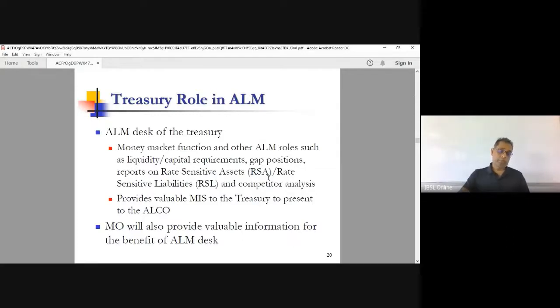So the Treasury function sits in the front office. They work very closely with the middle office and the finance team to get the MI required to manage this portfolio. So what do I mean by MI? If you are sitting in Treasury today in the front office of a Treasury dealing room and you want to know how to manage your balance sheet, what is the MI you require?